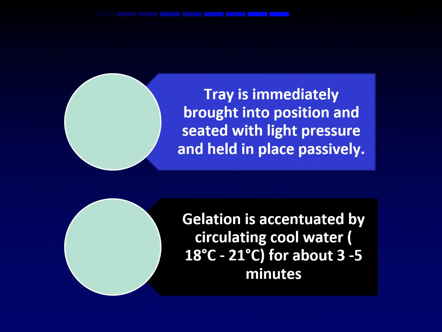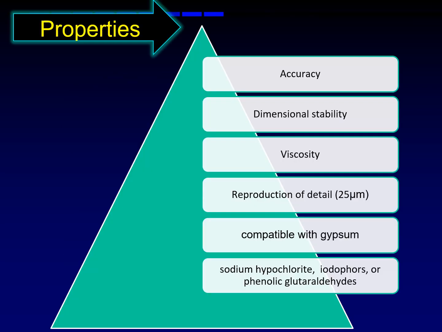As the water passes through, the temperature of the agar material slowly comes down. When it reaches the gelation temperature around 37 degrees centigrade, the material starts to cool, and at a temperature of 18 to 21 degrees centigrade it will become gel. This will take about 3 to 5 minutes. Then the cool water which passes through the inlet becomes warm water and comes out through the outlet of the tray. Let's see the properties of agar material.